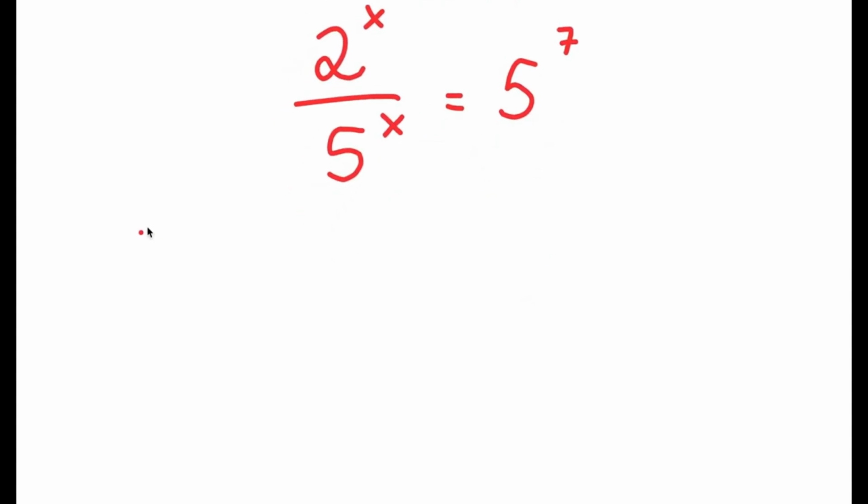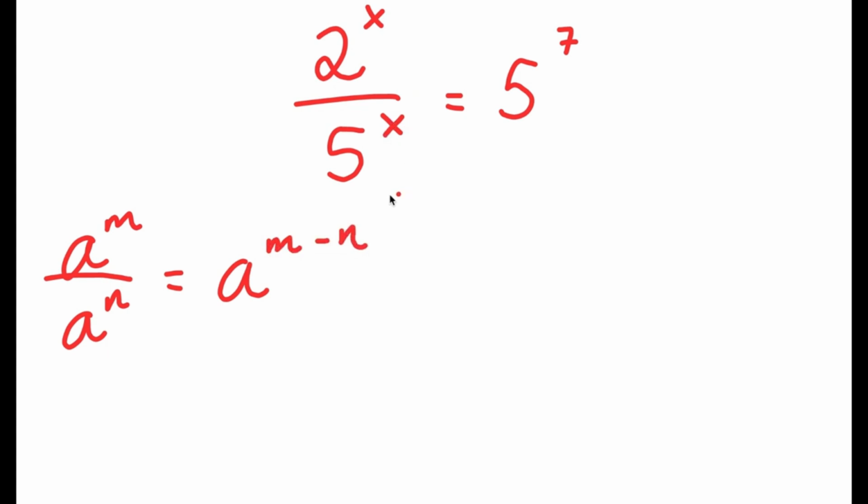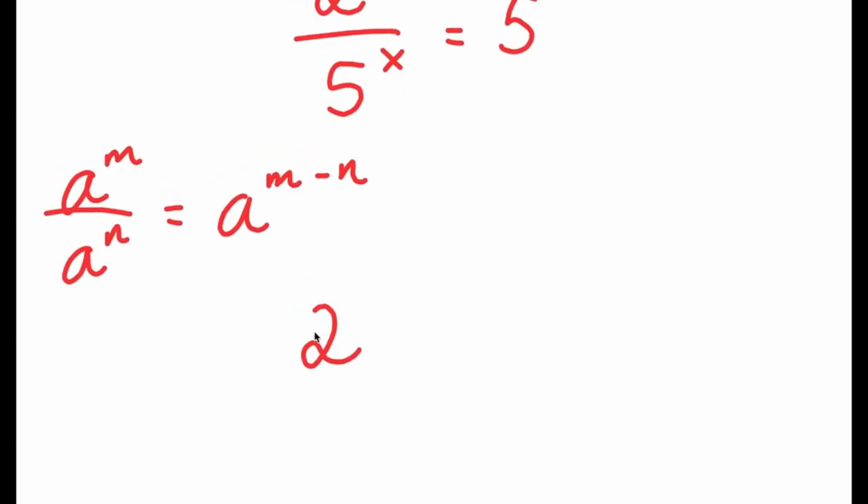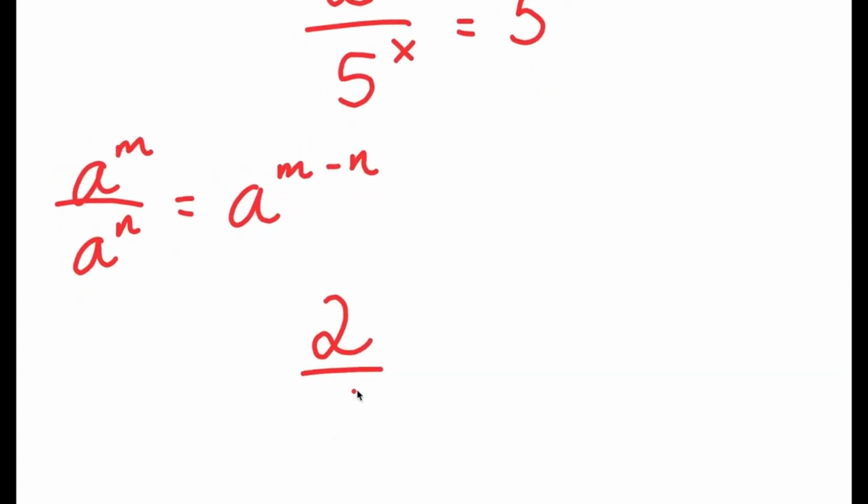Now from here, an important property of exponents is that if I have something in the form a to the power of m over a to the power of n, this is equal to a to the power of m minus n. So 2 to the power of x over 5 to the power of x is equal to 2 over 5.